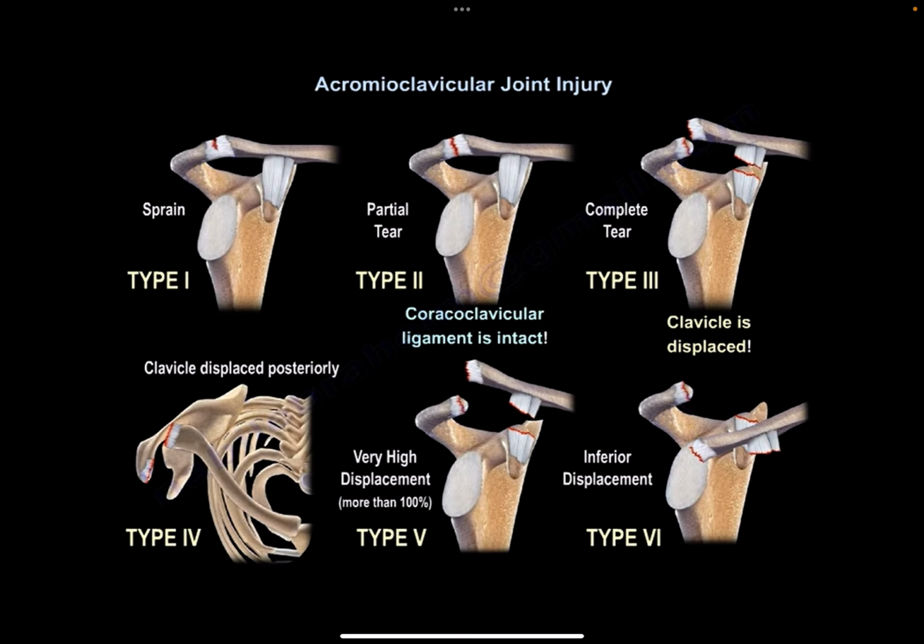Here is a picture of all types of the Rockwood classification. Type 1: the AC ligament is just sprained. On radiograph, usually normal, and treatment will be conservative.